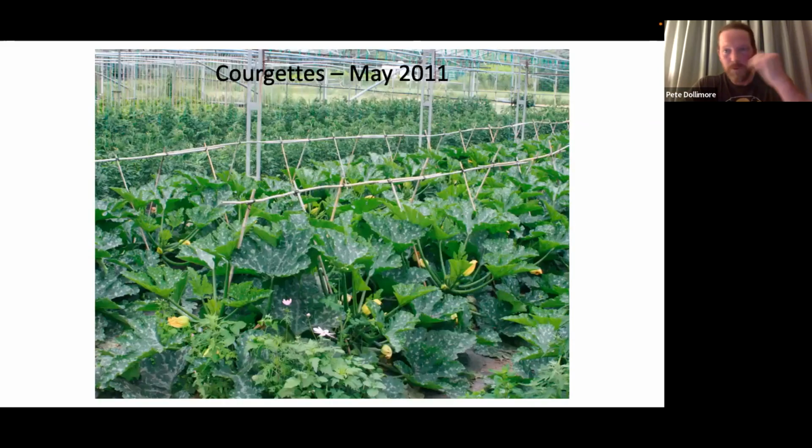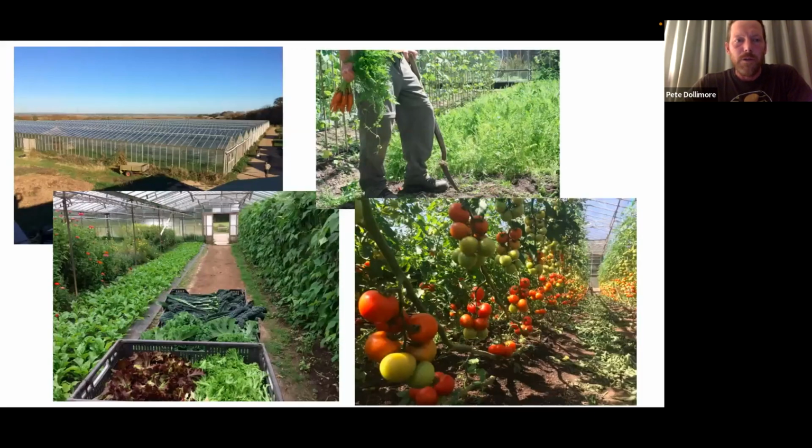So here it gets a bit more pretty now, you'll be pleased to hear. There are courgettes in May 2011 with tomatoes behind them. We trained the courgettes up this bamboo structure to try and make access and picking easier. There's a little overview of the glasshouse, top left. That's 5,000 square meters. And some idea of the diversity of crops: classic tomatoes and beans, salads, kales, and even bunched carrots, early carrots, which always did pretty well.